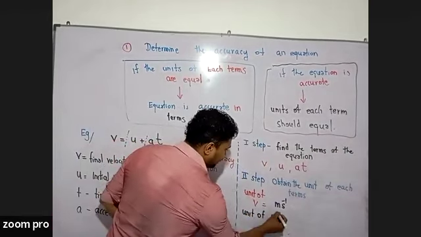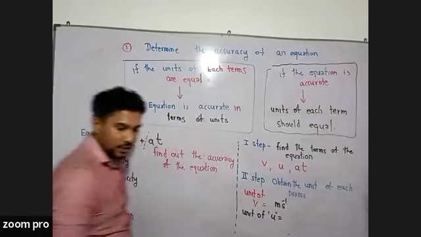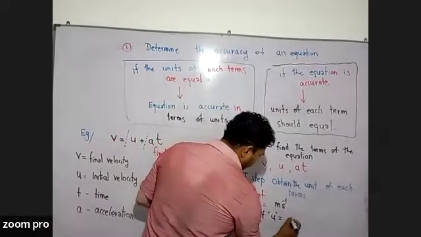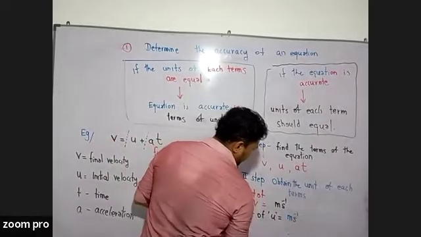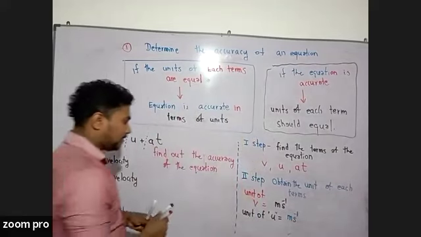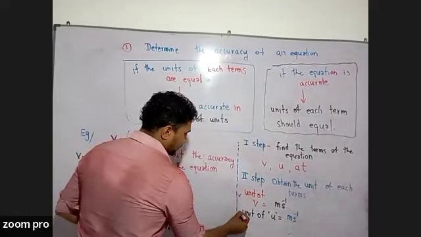Now U means the initial velocity. So what should be the unit? It is also ms^-1, right? So now we have obtained the units of two terms.